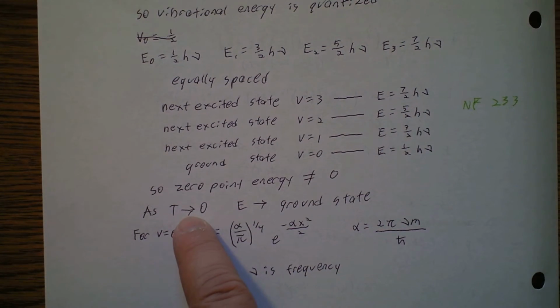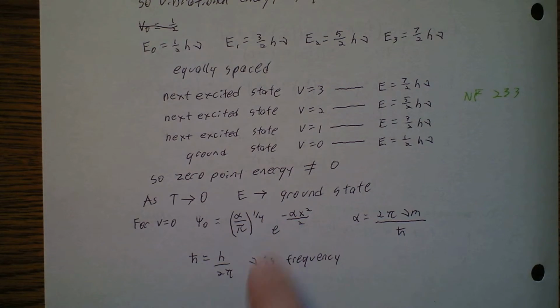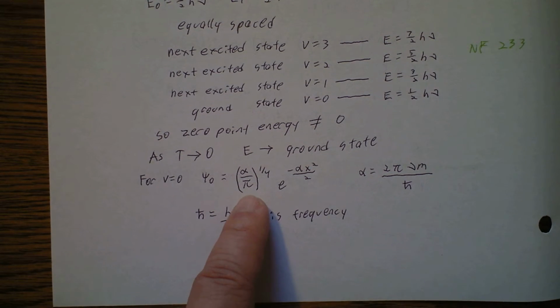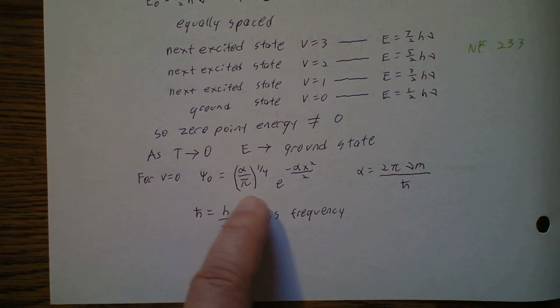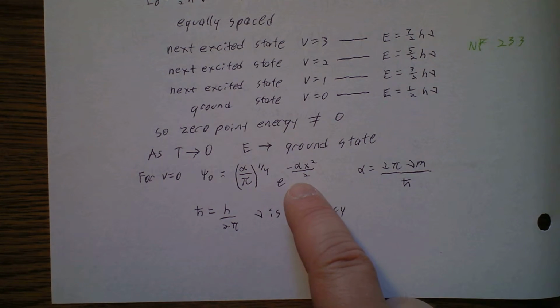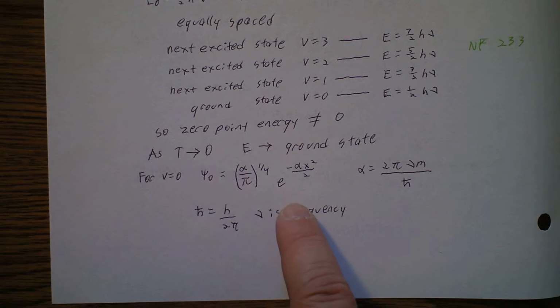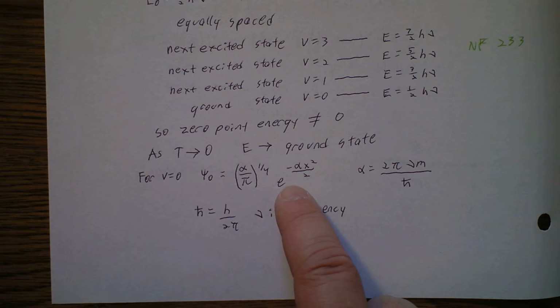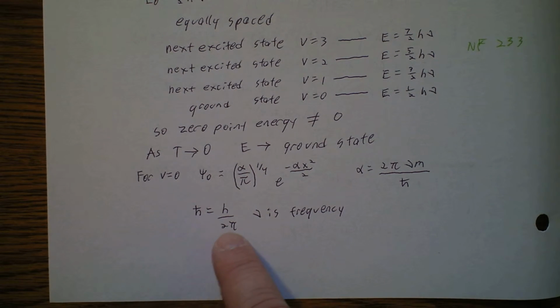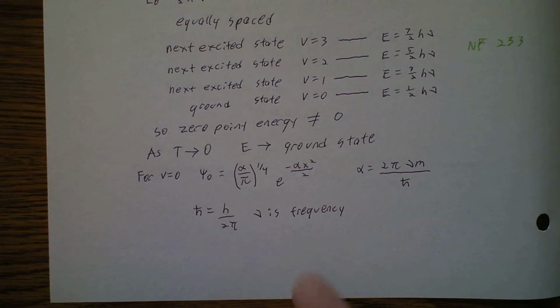And then as temperature approaches 0, the energy approaches the ground state. Okay, so for V equals 0, psi of 0 is equal to alpha over pi to the 1/4 power, so that's the 4th root, times e to the minus alpha x squared over 2. So alpha here is 2 pi nu m over h bar. H bar, remember, of course, is h over 2 pi. And nu is frequency.